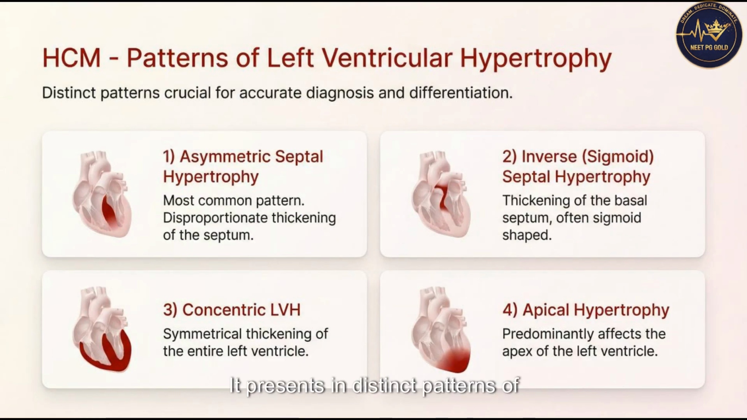HCM is not a single entity. It presents in distinct patterns of hypertrophy. The most common pattern, and the one you will see most often in exams, is asymmetric septal hypertrophy, where the septum is disproportionately thicker than the free wall.